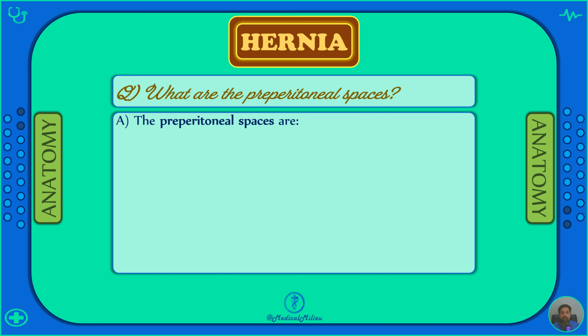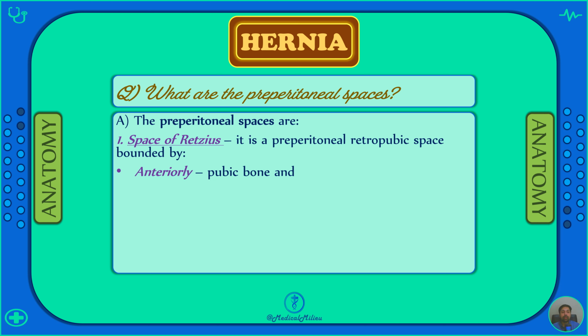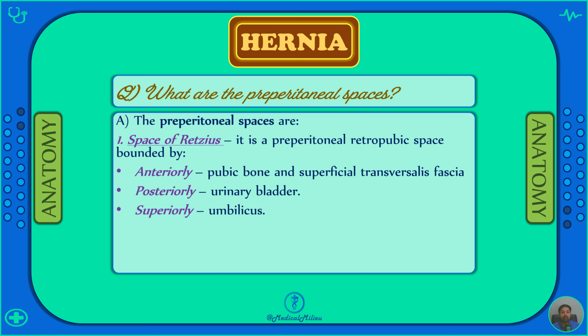The preperitoneal spaces are: number 1 is the space of Retzius. It is a preperitoneal retropubic space bounded anteriorly by the pubic bone and superficial transversalis fascia, posteriorly by the urinary bladder, superiorly by the umbilicus, inferiorly by the pelvic floor muscles, and laterally by the inferior epigastric vessels.